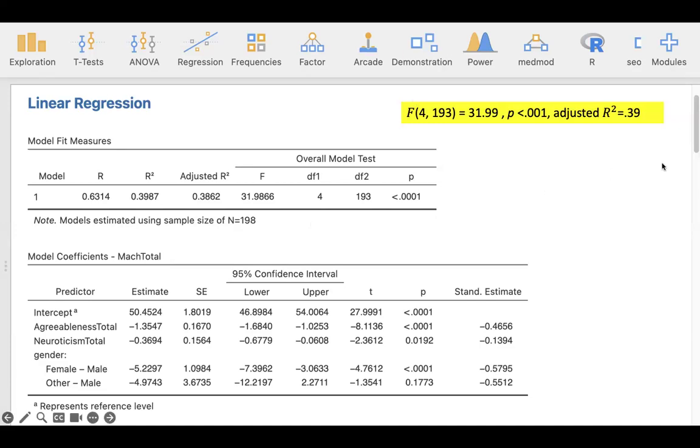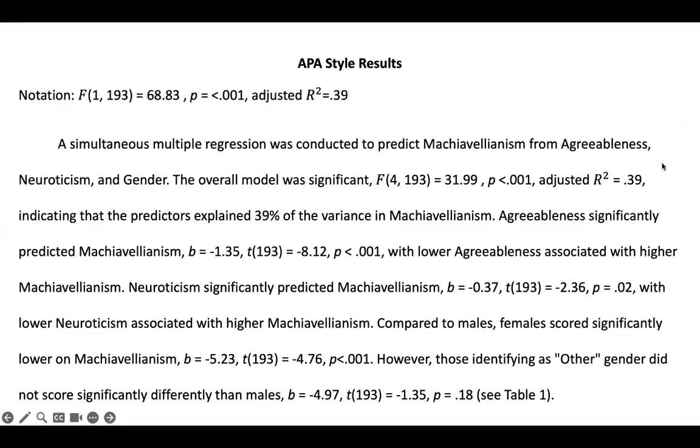So now to write about this, there are different ways to write about this. This is not the definitive way to write about it. This is just one way. You might work with a different instructor who maybe wants you to write it out a little bit differently, but this is the basic information and the format. So you want to start by talking about what type of test you conducted, just like with the other tests that we've learned. So start with the name. You could just say multiple regression. You could say simultaneous multiple regression, multiple linear regression was conducted.